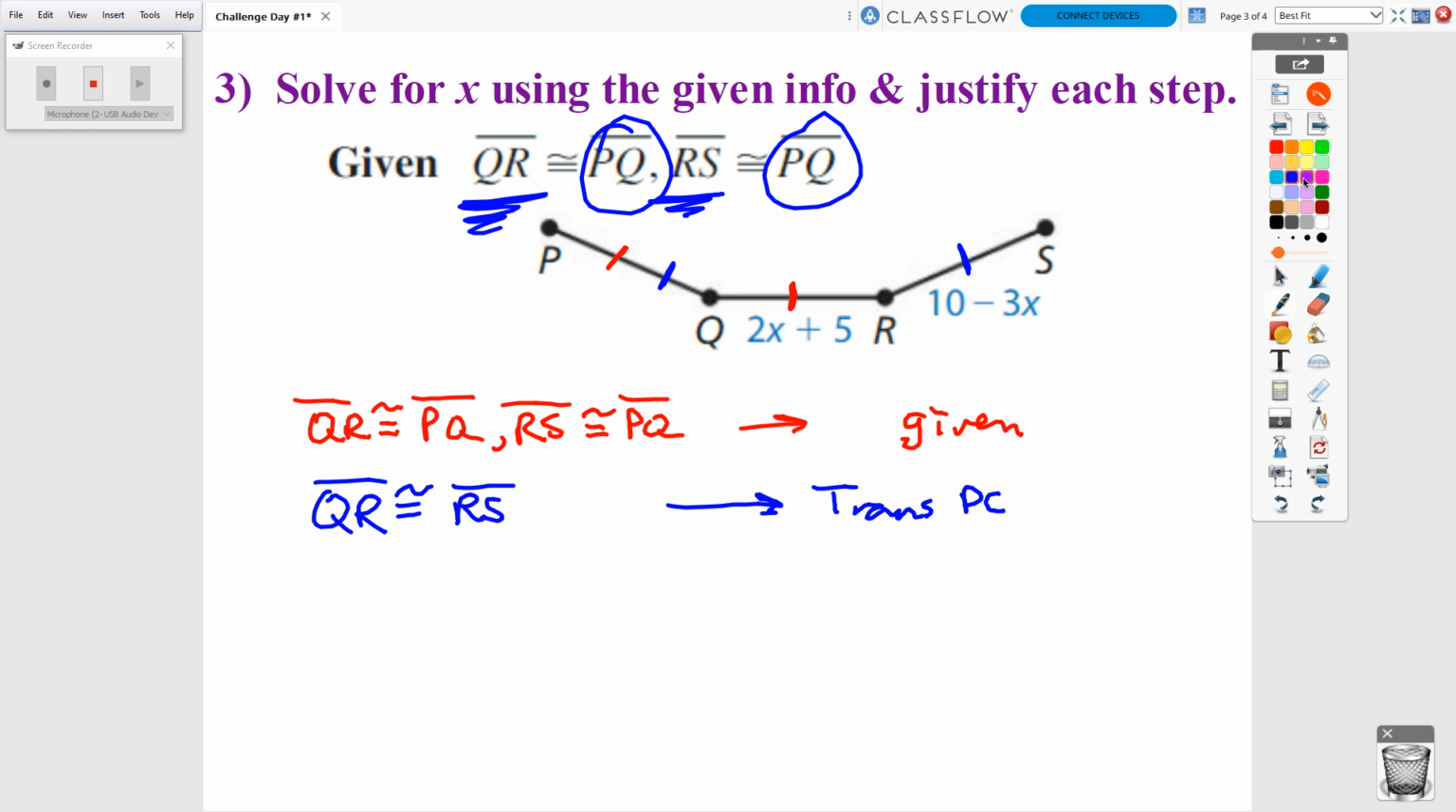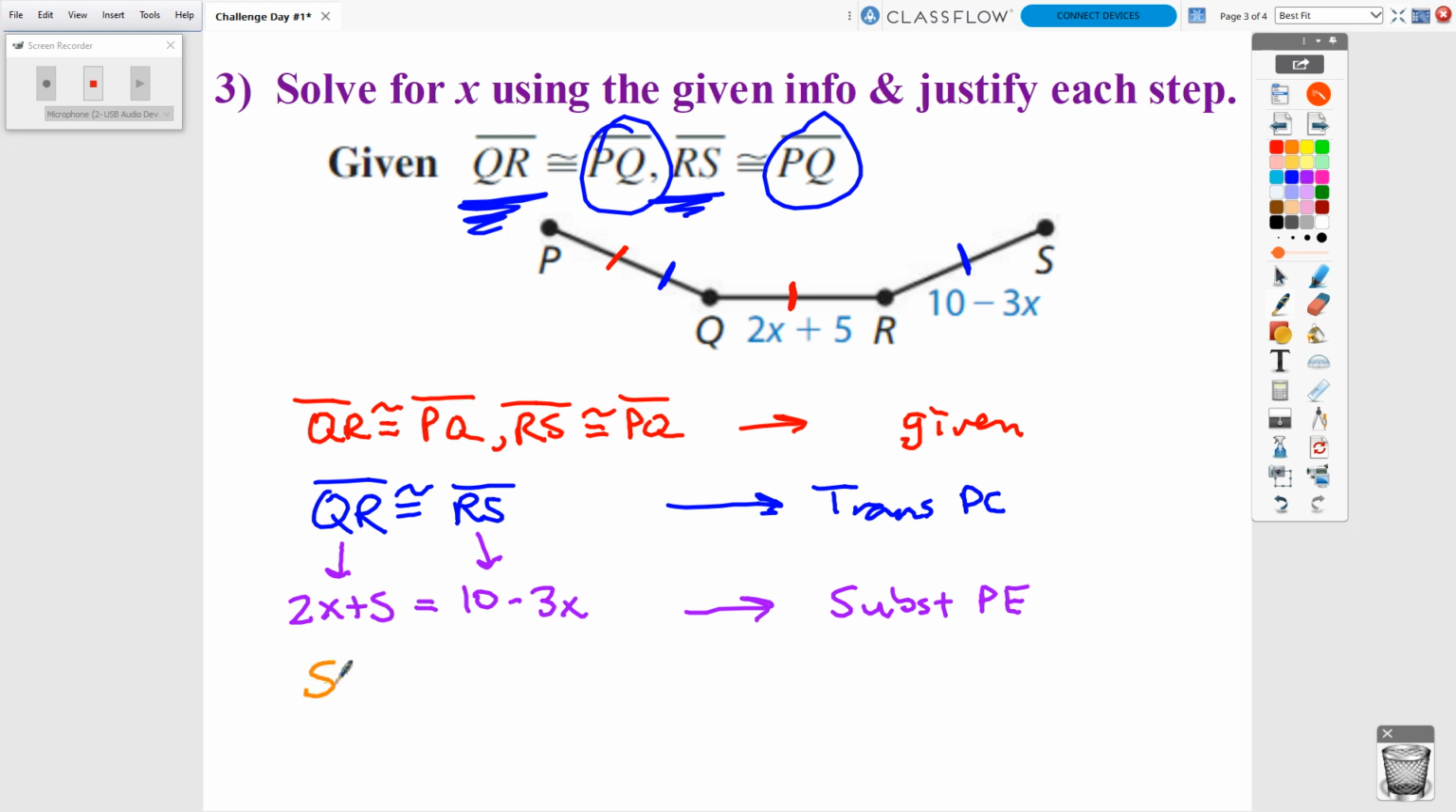Now we're going to get to make our substitution. So QR has a value of 2x plus 5. And now here's where I'm just going to convert the congruent sign to an equal sign. RS has a value of 10 minus 3x. So there we're using good old substitution property of equality, because now we have our equation that we're going to solve.